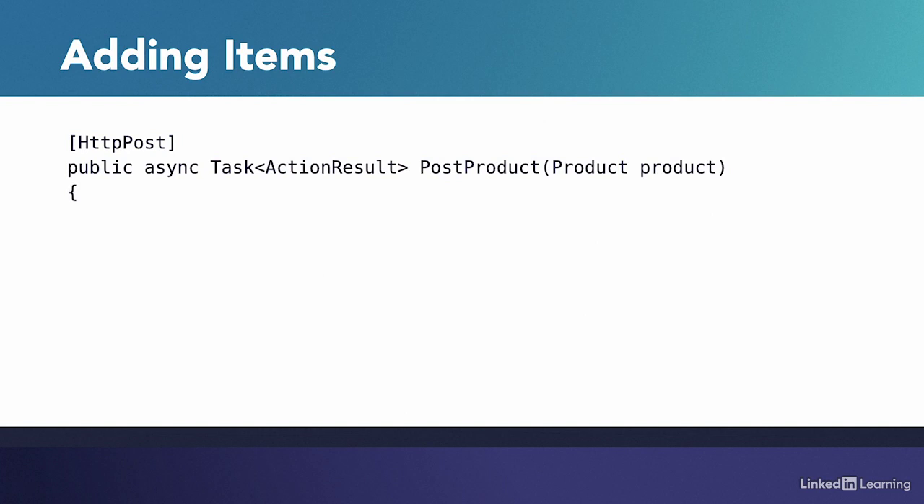We are now ready to add a new item. In our application, we could add a new product to our data store. We need an action method. That action method needs the HTTP post attribute because it will be responsible for post requests, and its name is post product. So we start the name of the method with the HTTP method we are using. The argument for that method is of type product. Basically, ASP.NET Core Web API assembles a product out of the individual values that are sent as part of the HTTP request. You'll see that shortly.